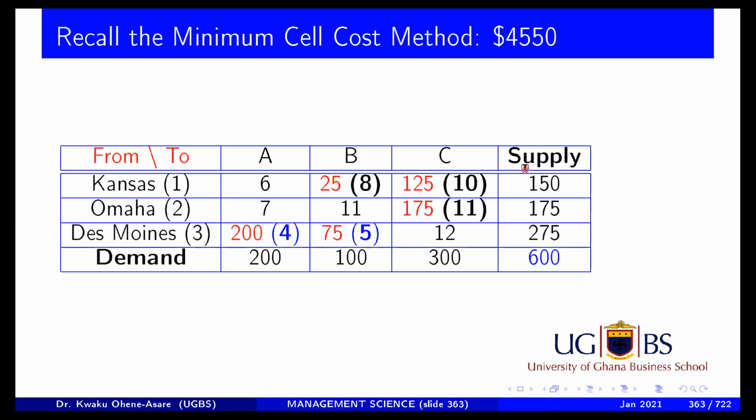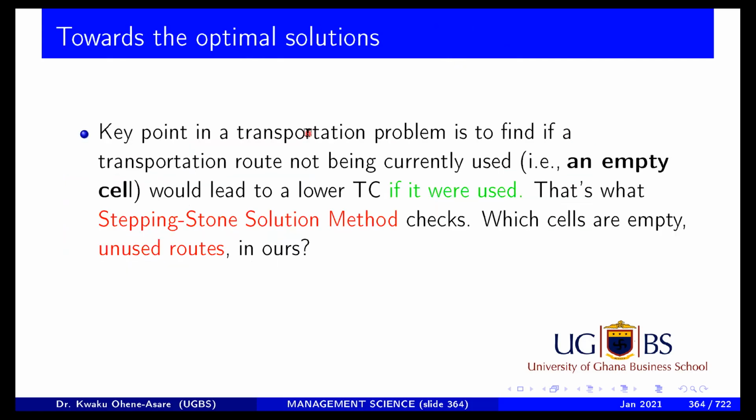Recall the minimum cell cost method. The total cost was 4,550. That was the total cost that we had there, so keep that in mind. We are going to build on that total cost premise, and this is the approach that gave us that.